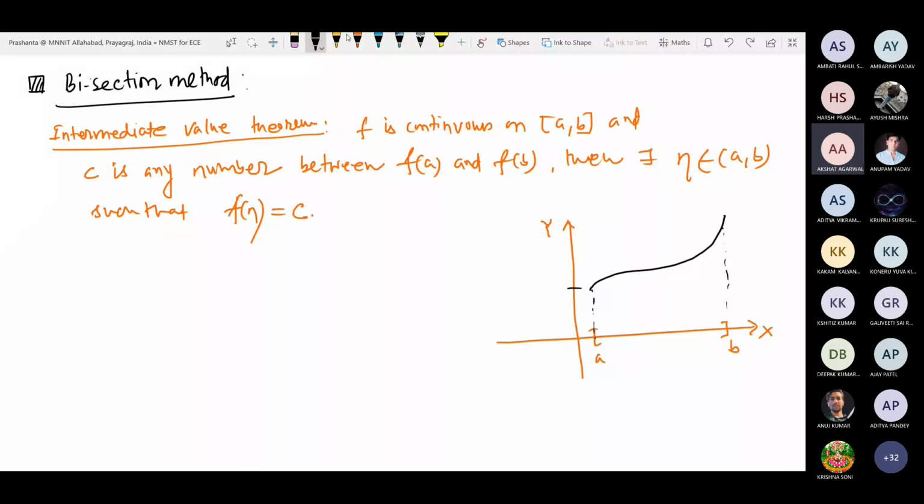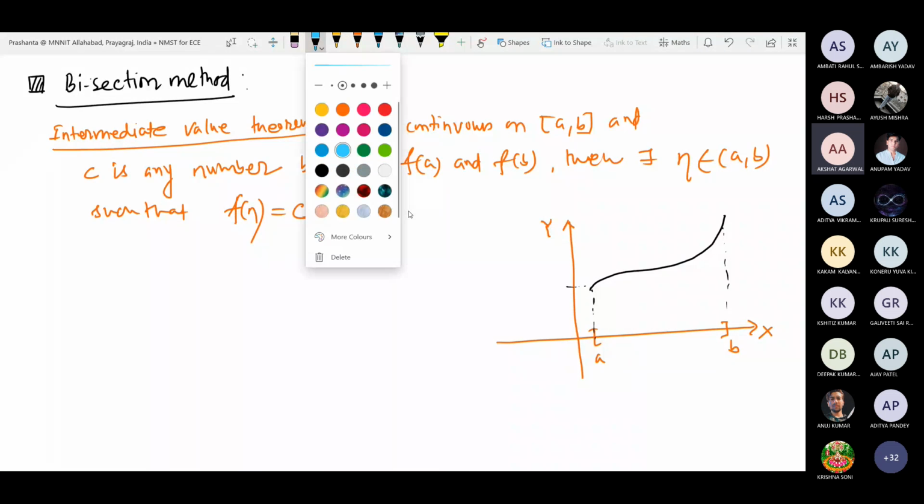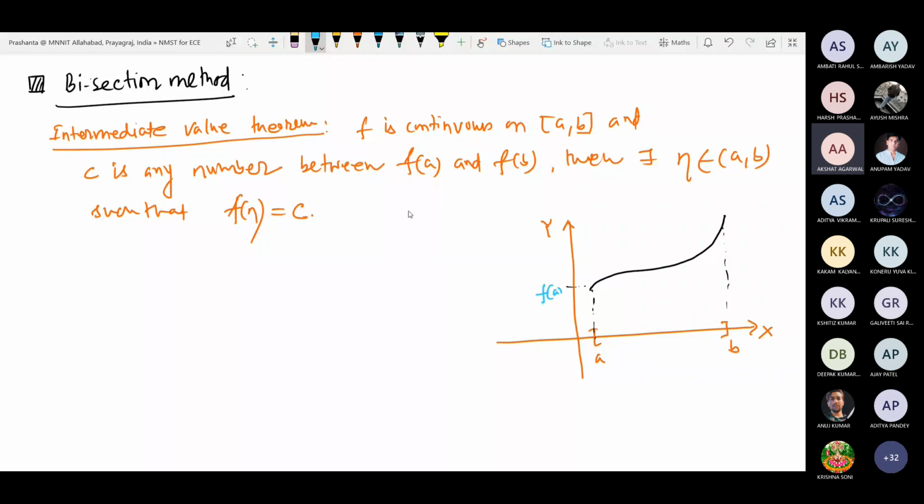Can you tell me what is this height? F of a, sir. That will be f of a. Okay, fine. That is f of a. And what about this height? F of b.